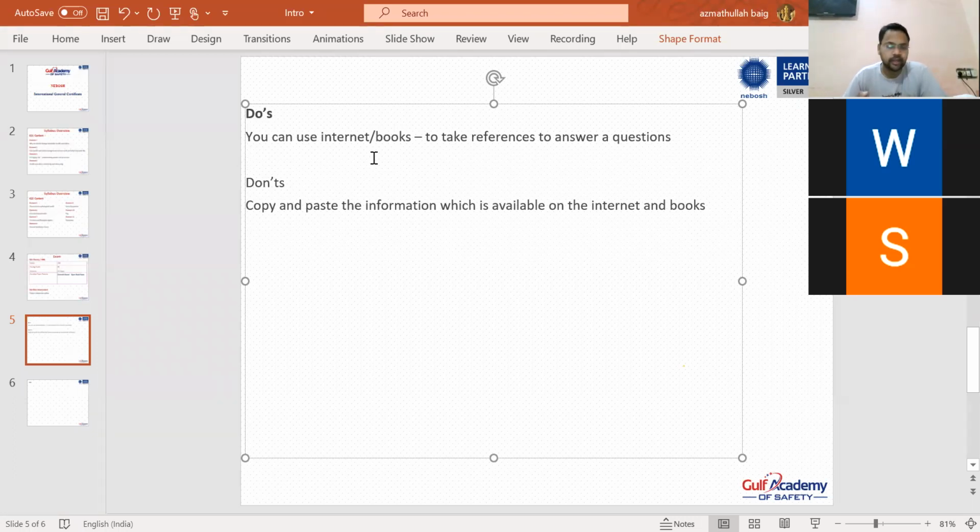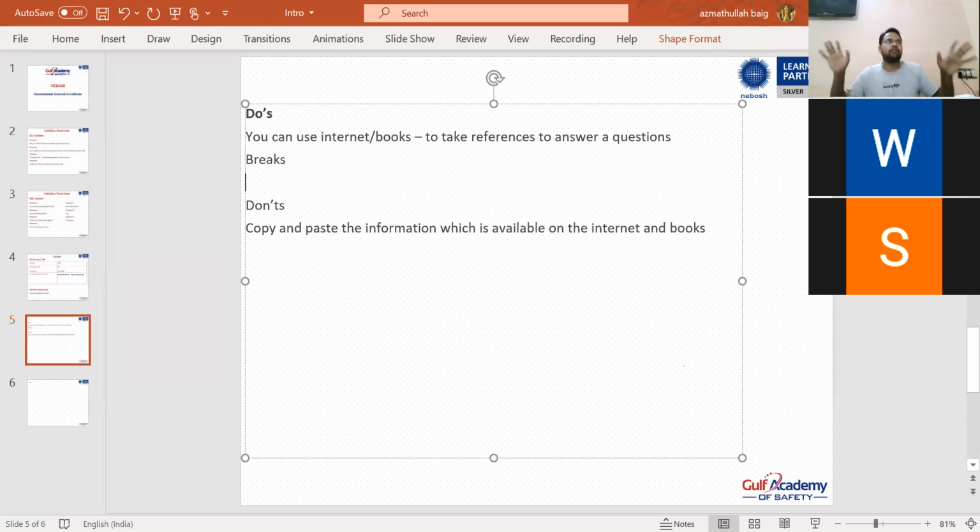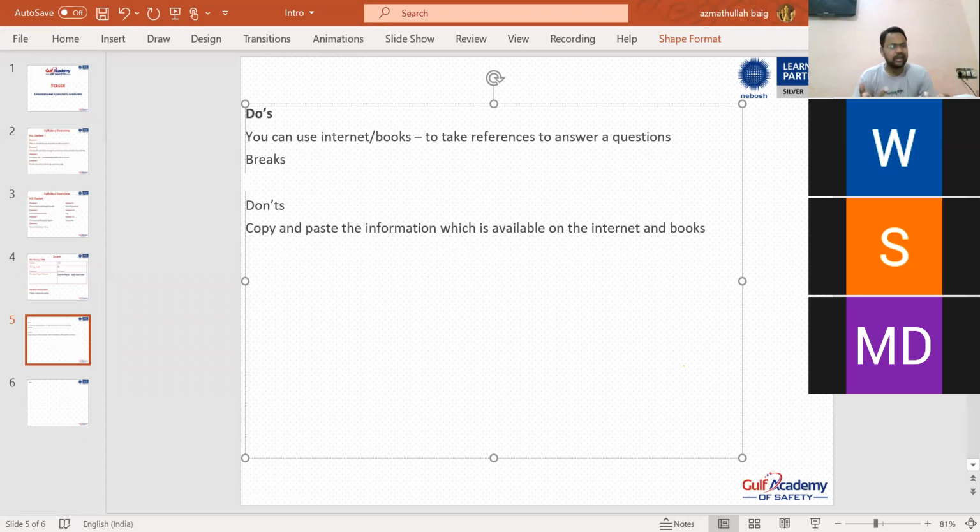So you can use internet, you can use books, and you can take breaks while writing the exam. Nothing like once you sit, you should only get up once you upload it. There is nothing like this. You can take your breaks, have some snacks, have some tea, have some healthy food.